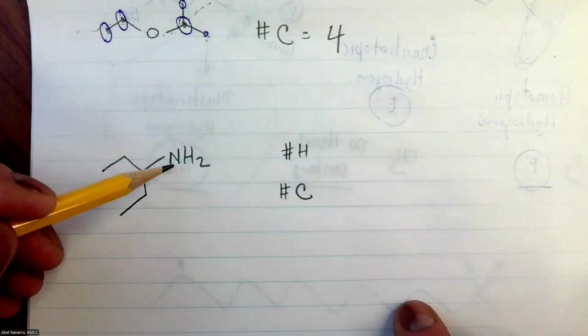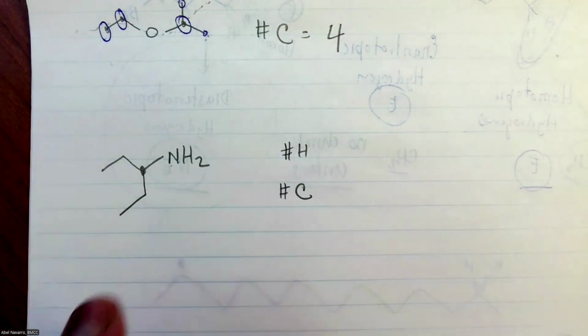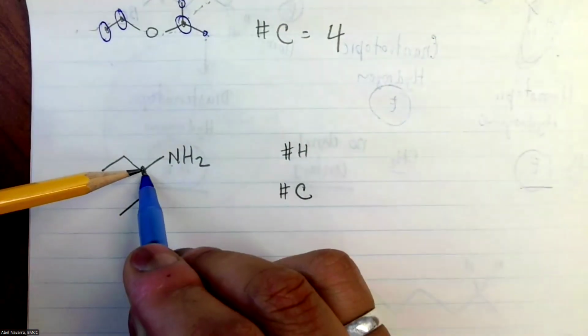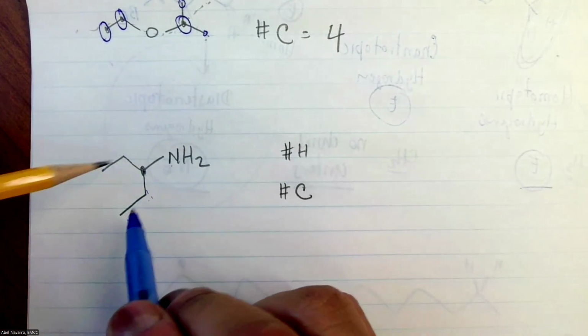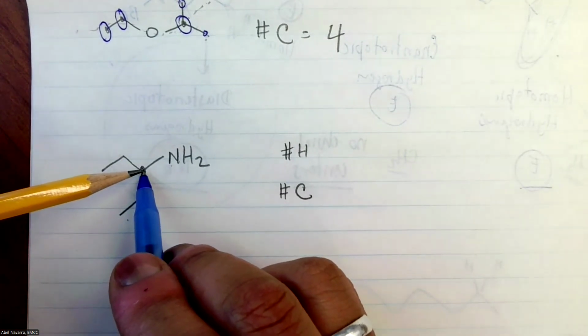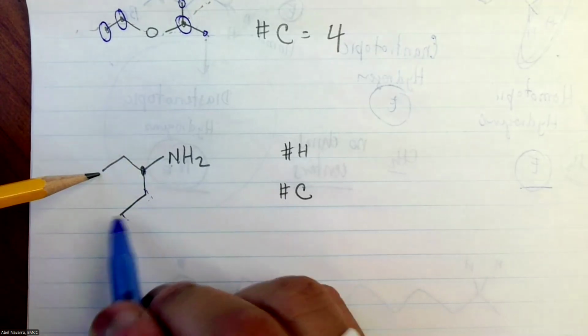Carbons. Nitrogen is not a carbon. This one is 1 carbon. This is a symmetrical split, because it's a CH2 and CH3 is symmetrical. So that means that they're equivalent. 1, 2, 3. 3 carbons.